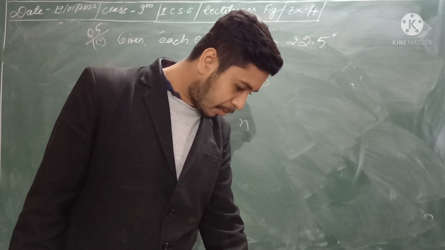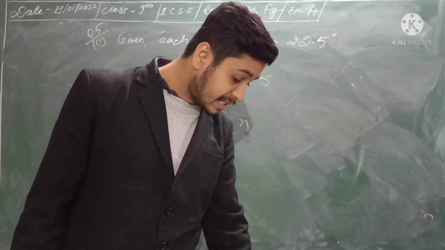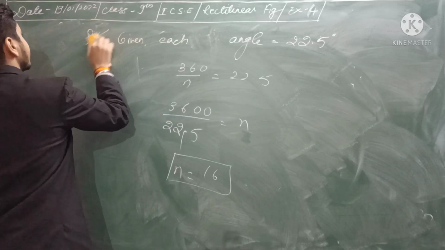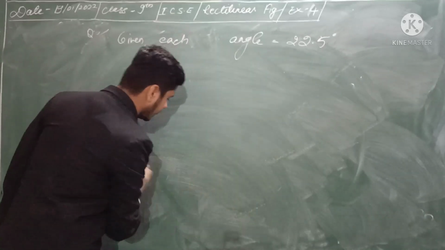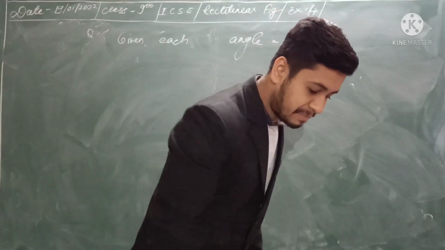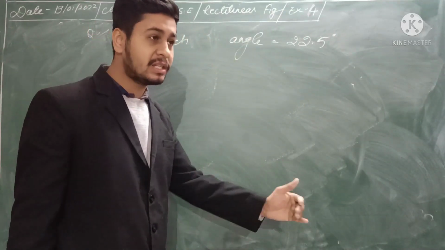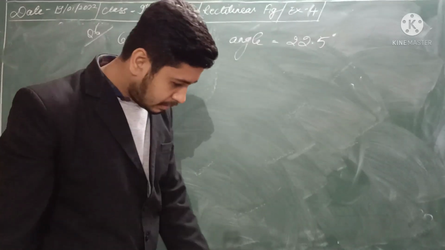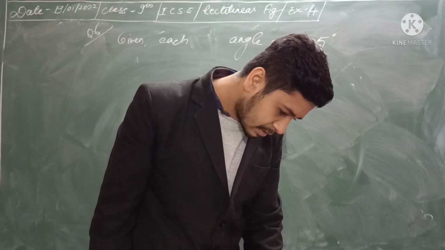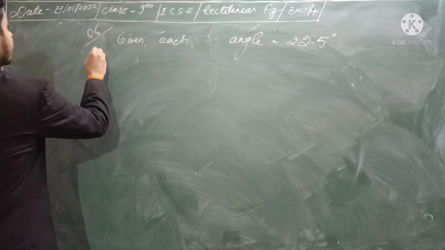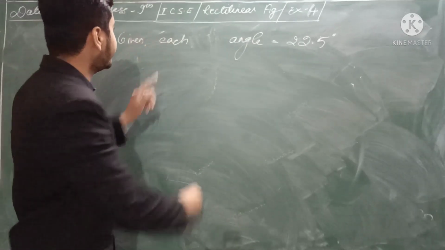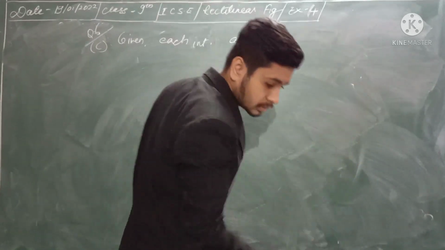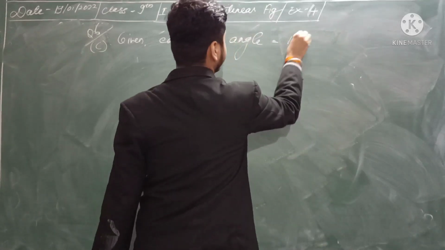Find the number of sides of a regular polygon if each interior angle is given. Now you are given each interior angle. Question number 6 we are going to start. See, I am saying these questions are to be done by you because these are the basic questions. Okay, question number 6, let's start. Let us take question number C. Given each interior angle is equal to 155.